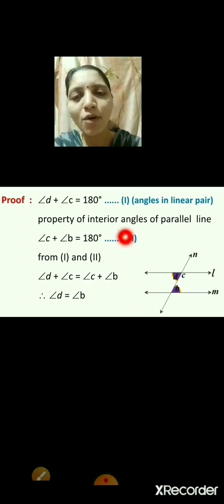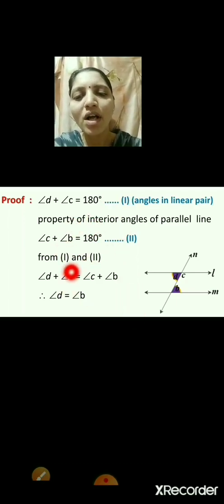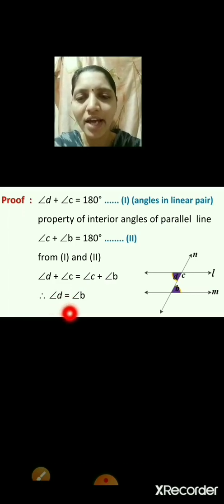Now from equation 1 and 2, we can write angle D plus angle C is equal to angle C plus angle B, because both are 180 degree. Therefore, now angle C and angle C are common here, we can cancel them. So what are the remaining part? Angle D is equal to angle B. Hence we have proved the alternate angles theorem.